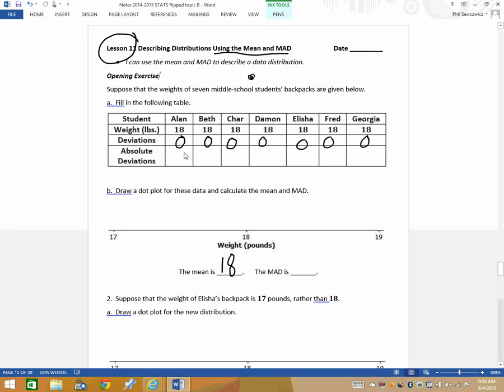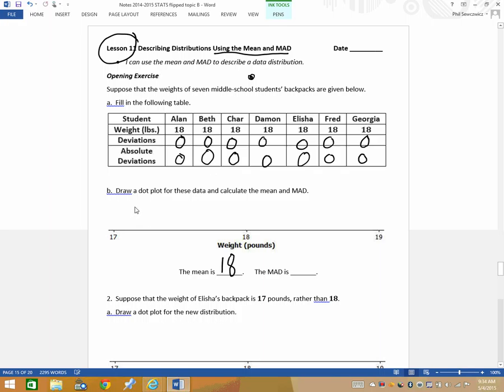Then the absolute deviations. Go on, take a guess. Yes, those are 0. Remember, absolute deviation is how far it is from the mean, but remember, it's the positive amount. So it's absolute value, the distance from it. If it was negative, it would become positive, but they're all zeros, so they're all going to be zeros.